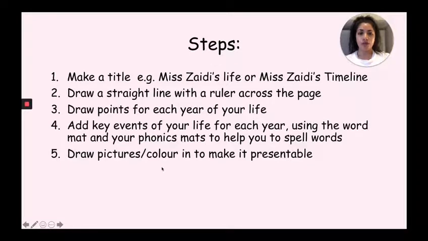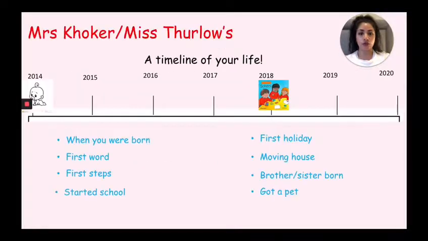So let's talk through the steps again of how to make a timeline. The first thing is you'll need to make a title. For example, if I'm making my own timeline, I might call it Miss Zadie's Life or Miss Zadie's Timeline. Remember, the title goes at the top and you might want to underline it.